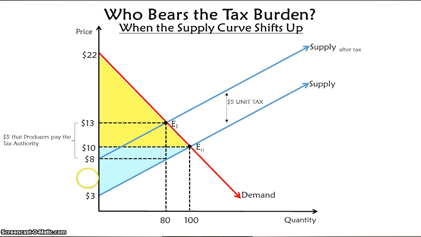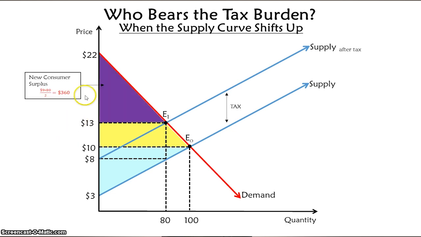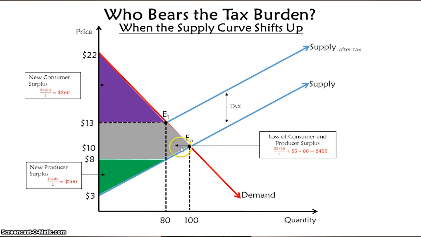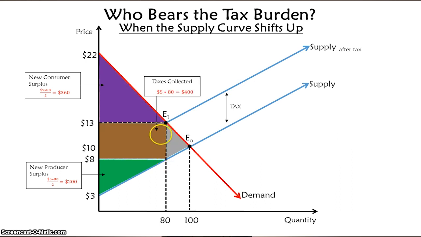The price received by the producers was $8 per shirt, since $5 the producers had to pay to the tax authorities. We see the new consumer surplus in purple and the new producer surplus in green. The gray trapezoid illustrates the loss in consumer and producer surplus, and the brown, the tax collected. $400 were collected in tax.